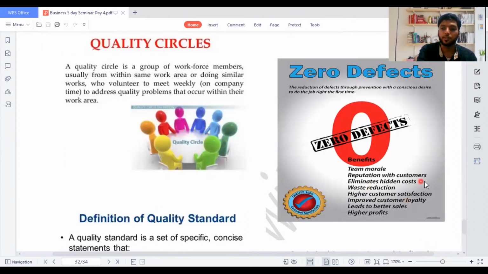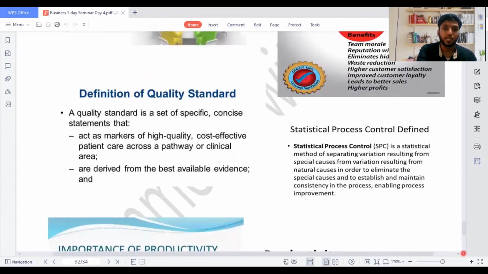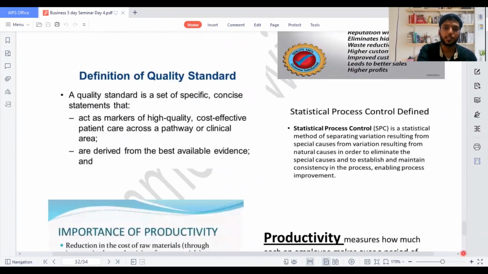Team morale, reputation with customers, eliminating hidden cost, waste reduction, higher customer satisfaction, improved customer loyalty, leads to better sales and high profit. I would say there's almost no company in the world, 99 point something percent, that has 0% defects. The reason: even the iPhone had problems, and certain products didn't sell because of problems. Samsung had this bursting problem, when you put it on charge it overheated and burst. So every company has gone through ups and downs. There's no company that has no record of making mistakes.